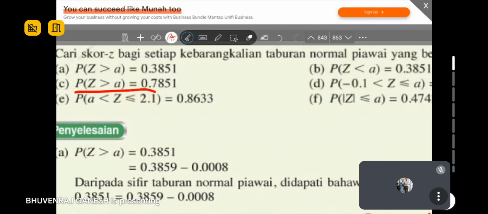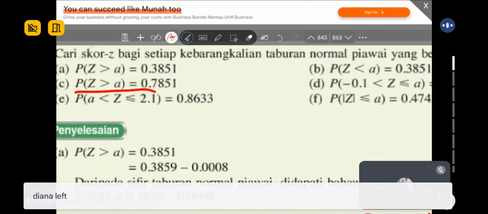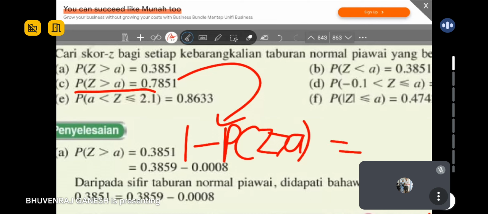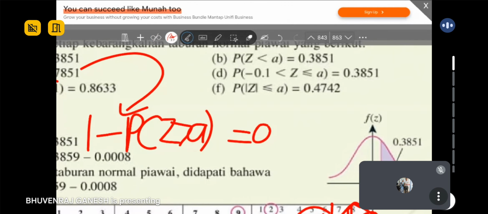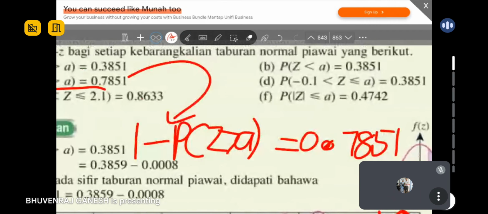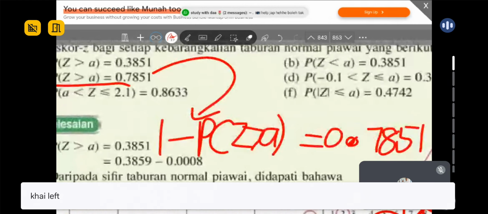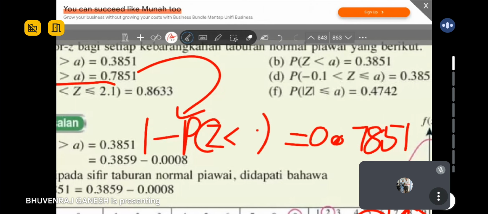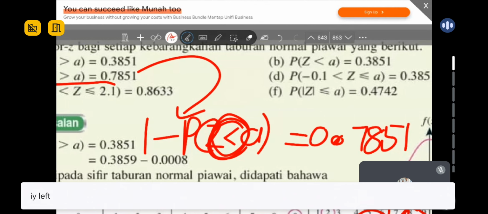Okay, so what method you will use? Apa kaedah? We have to minus with 1. Yes, very good. So you just use 1 minus probability Z greater than A and then equal to 0.7851. So this is your equation, persamaan kamu. Now guys, sorry, I made a mistake here. This one is less. Because when you use 1 minus, you must switch the sign. Selalu bila tulis satu tolak, yang ni kena tukar simbol dah. You must change the sign from greater than to less than, or vice versa.